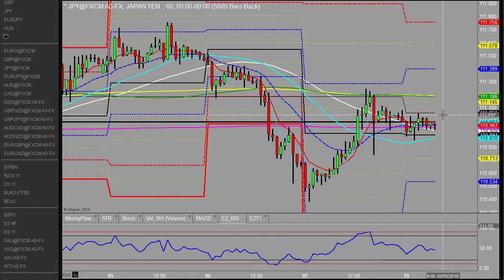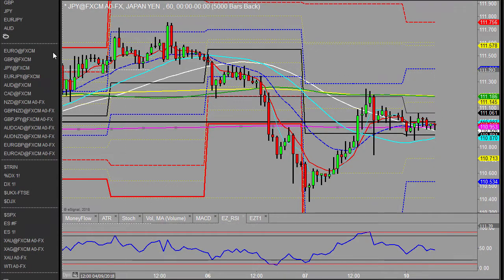If it can get back above the weekly pivot there, it's already done the daily, it's ticked off some boxes there. Maybe if it can break the trend line across the highs here, you could see it pushing up towards its S1 area. Okay, that's the dollar yen.